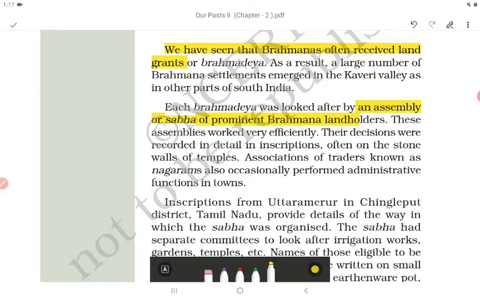These assemblies worked very efficiently. Their decisions were recorded in detail in inscriptions, often on the stone walls of temples. Associations of traders, known as Nagarams, also occasionally performed administrative functions in towns.